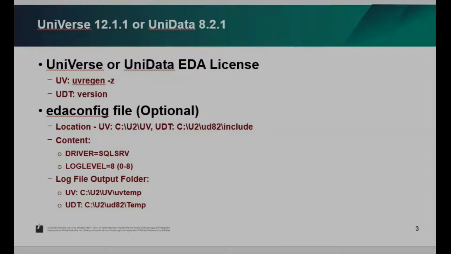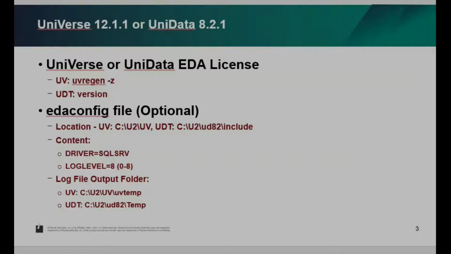So the first thing, make sure your U2 server has an EDA license. For Universe, you can run UV regen -Z to check your license. For Unidata, you just run the version command to verify your license. The EDA configuration file called edaconfig is optional for a Windows environment.